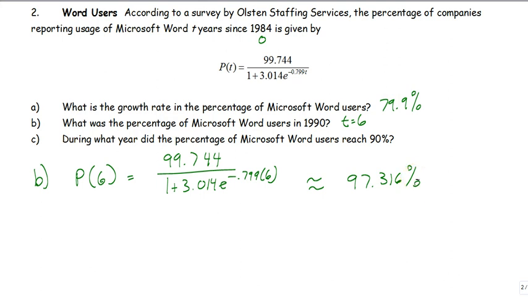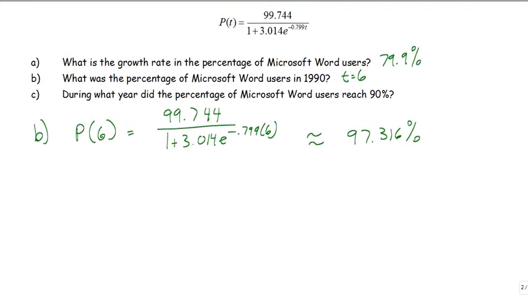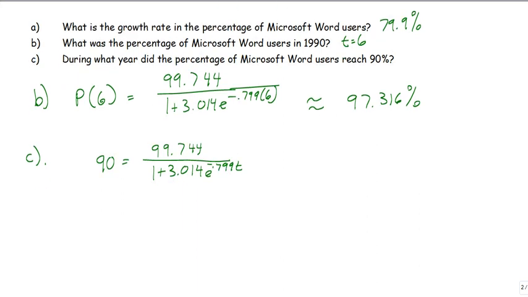Okay, and then during which year is it 90%? Now I'm going to do this one by hand, and then I'm going to show you how to do it on the calculator as well. So for C, I want to know the percentage when the percentage is 90. I want to know the t value. In order to solve for t, we're going to have to use logs. But first, we're going to have to multiply both sides by 1 plus 3.014 e to the negative 0.799t. So we get 90 times this.